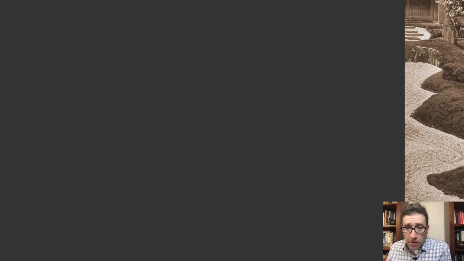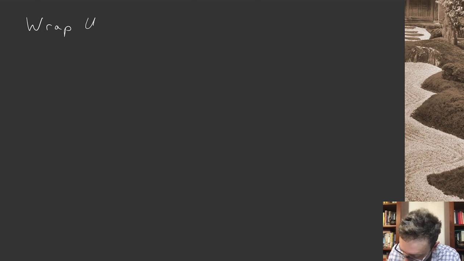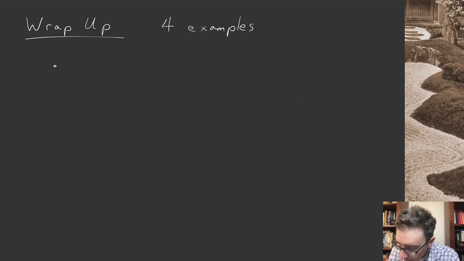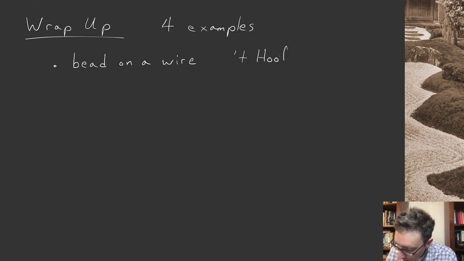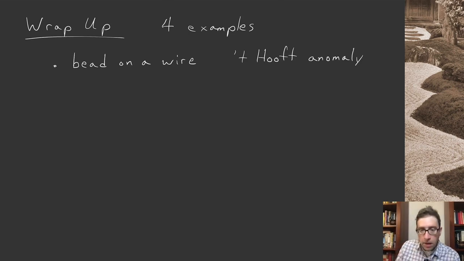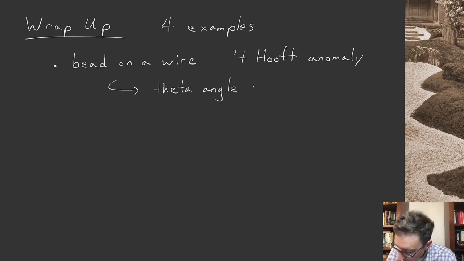Okay, so that brings me to the end. Let's just wrap up and sum up what we've done in this rather long lecture. We've considered four examples of anomalies. Our first example was a bead on a circular wire. This was an example of a 't Hooft anomaly, an anomaly that showed up once you introduced external gauge fields. And I mentioned in passing that it's a nice example to build intuition for more complicated examples with actual practical interest, like the theta angle in Yang-Mills theory.